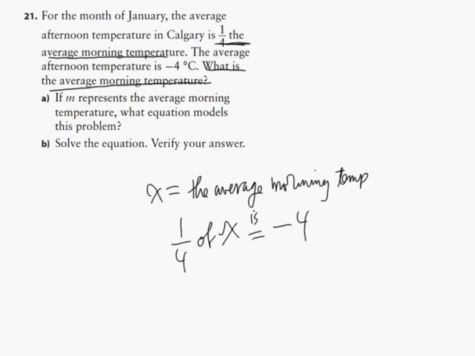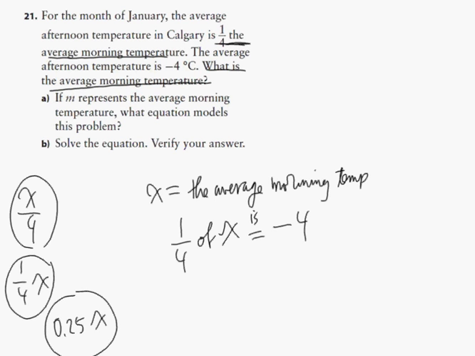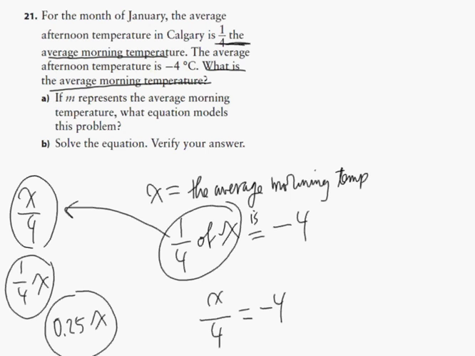Now here's where before I told you that this idea right here can be thought of like that, or like this, or even like this. All three of these are the same thing, and this is the same thing as saying 1/4 of the morning temperature. So I want to write it like 1/4 of the morning temperature is equal to negative 4. Now I simply apply opposite operation and multiply both sides by 4, and I get X equals negative 16.